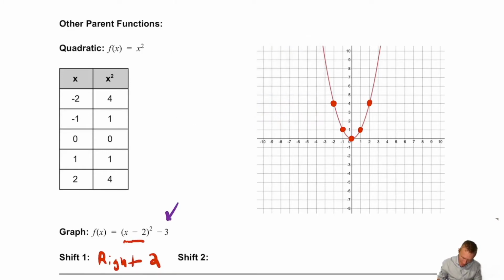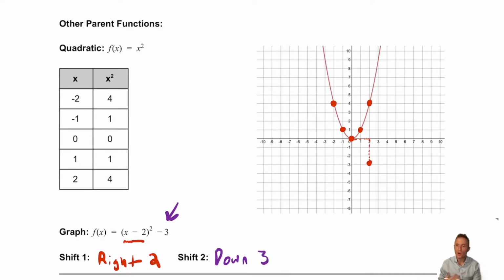The minus 3 happens after. So after you've already made this figure, now we're going to shift down 3 spaces. So what I like to do, just to get a quick one here, is go to the right 2 spaces and down 3 spaces. That's where our new vertex is going to be.